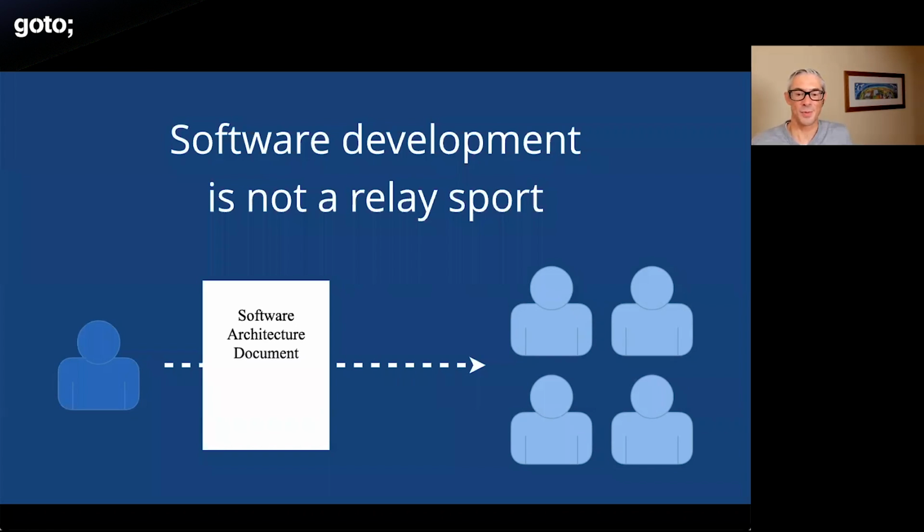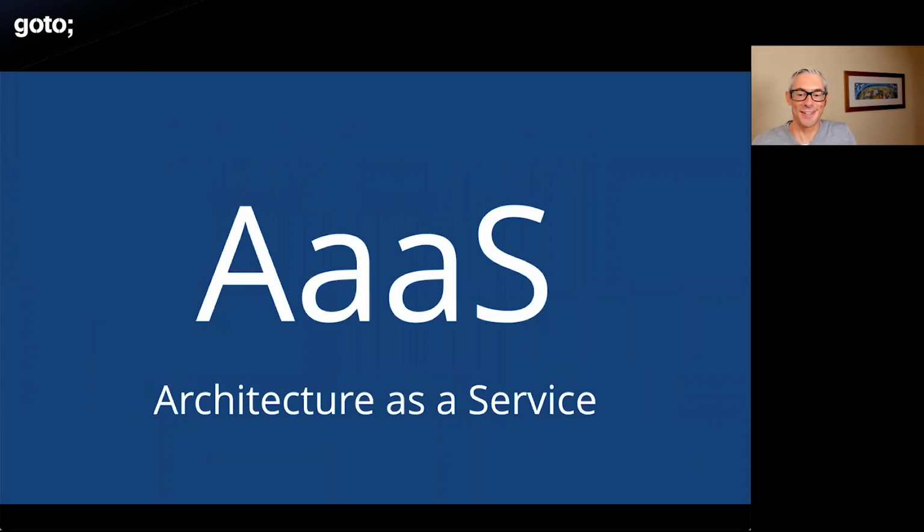And these architects also often used to use these documents as batons in a relay race. I don't like this approach. I call this approach AS. It's just architecture as a service. It's just a one-way stream of architecture decisions with ultimately no feedback loops.